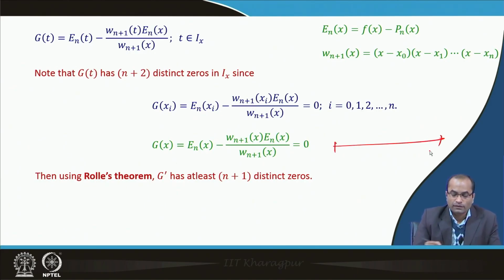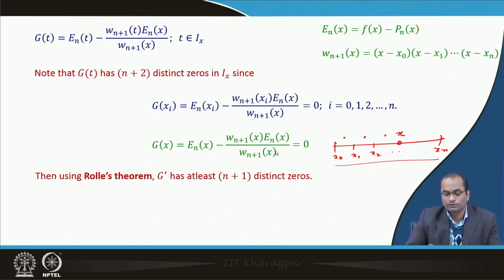So, between the two zeros, its derivative will have one zero, and the same argument applies here. The function g is 0 at x_0, x_1, x_2 and so on up to x_n, and also there is a point x somewhere. So, there are n+2 points, and between each two zeros there will be one point where g prime will be 0. When we count, this will be one less than the number of zeros. There were n+2 zeros, so g prime will have n+2 minus 1, that is n+1 distinct zeros.